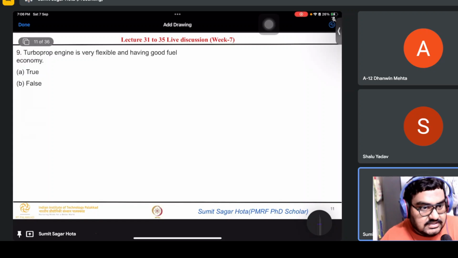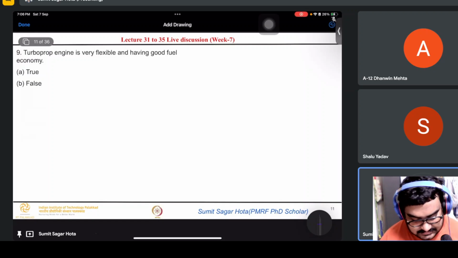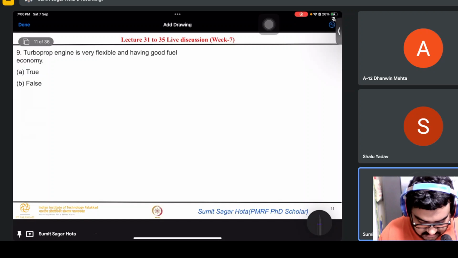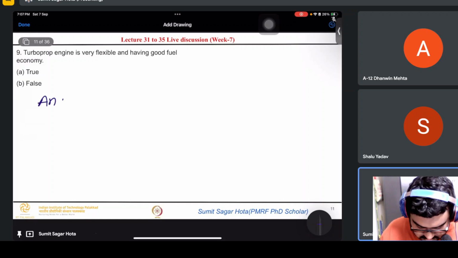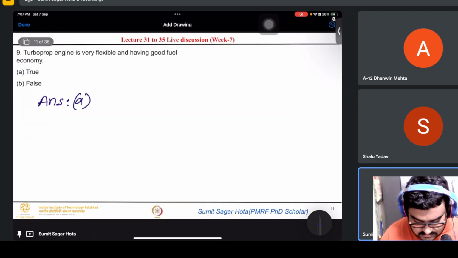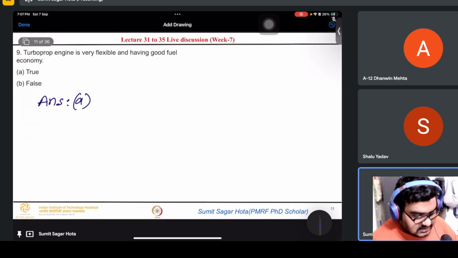So the next question: the turboprop engine is very flexible and has good fuel economy. This is actually a true statement. It's a comparative statement. It has good fuel economy compared to the propeller engine, and it's more flexible compared to the propeller engines.